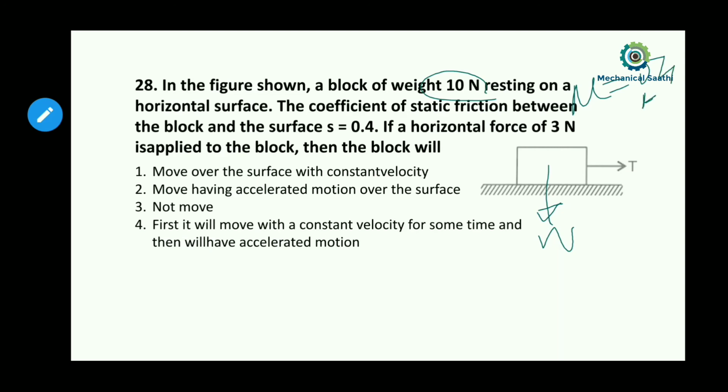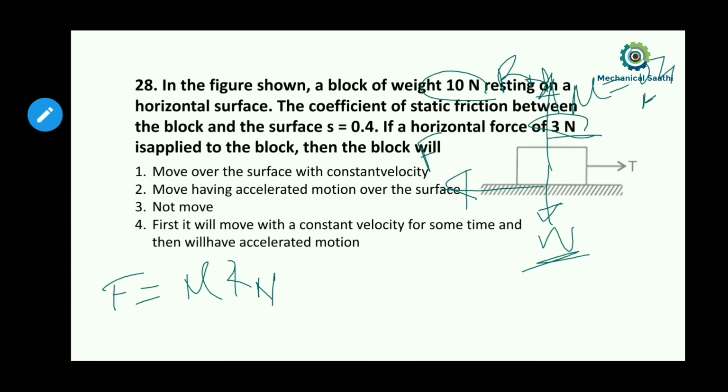So 0.4 is the mu value, and the horizontal force which is acting, here taken as T, is given as 3 Newton. Due to this weight, we will have a normal component of reaction, which I can write as Rn, the normal reaction due to this weight. So R will be equal to W, we know that, and we will get the frictional component of force F, which we can calculate as mu Rn.